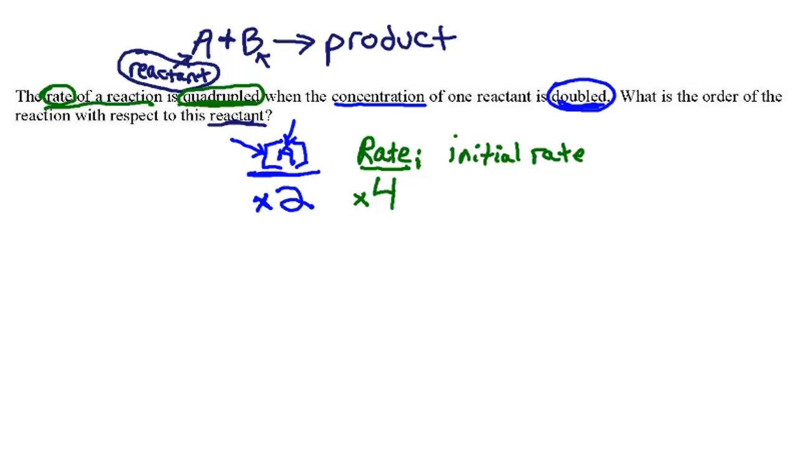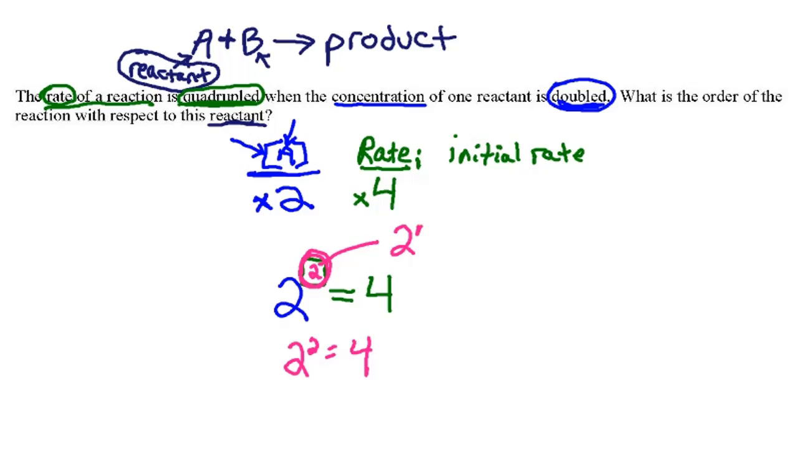So if you bring these numbers down and you go 2 and you put the rate on the right side equals 4, what exponent next to the 2 should there be to make this equation correct? So this exponent should be a 2, because 2 to the second power equals 4. So if this exponent is 2, that would mean that this is a second order reaction.